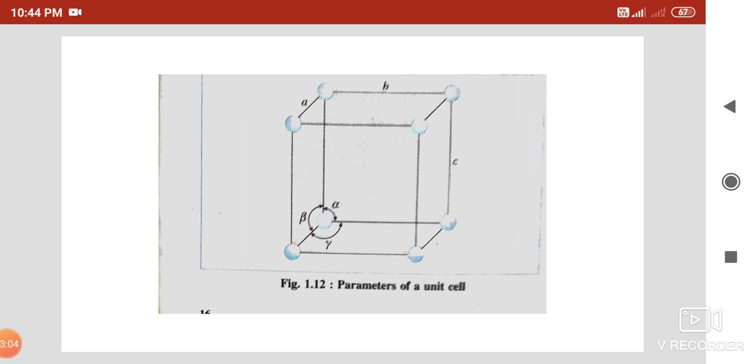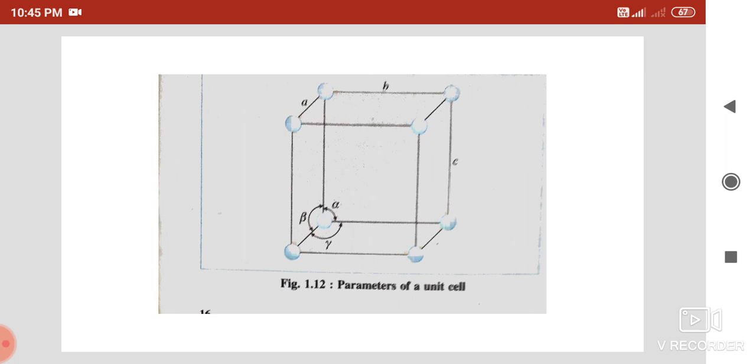About the parameters of this unit cell, one simple unit cell is shown on the screen. You can see the edges of the unit cell are denoted by small a, small b and small c. These are the edges or sides of the unit cell. Also, the angles between these edges are denoted by alpha, beta and gamma.